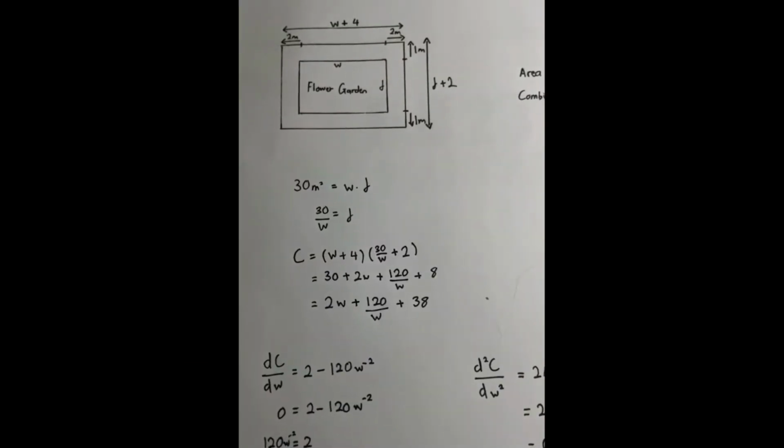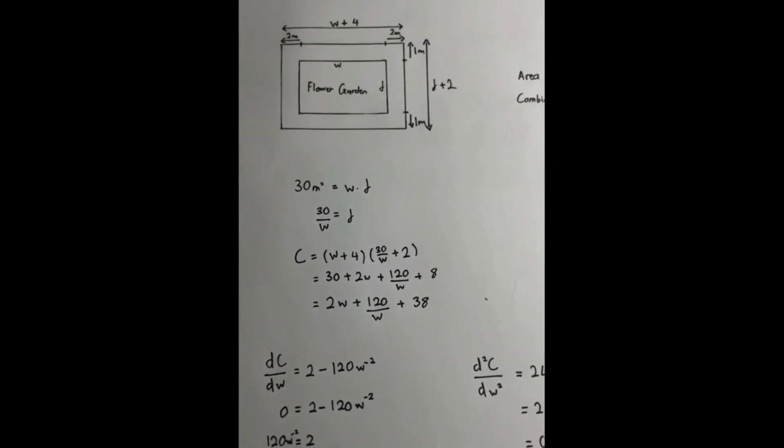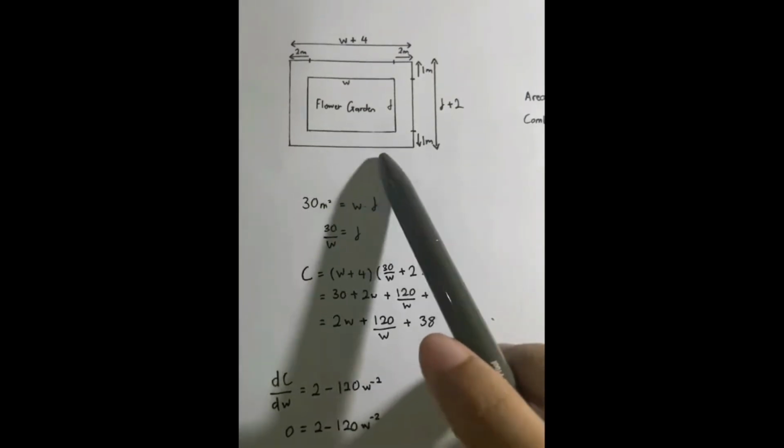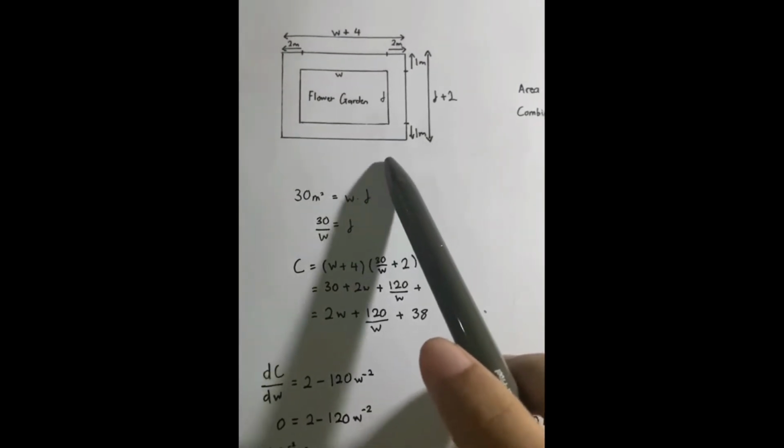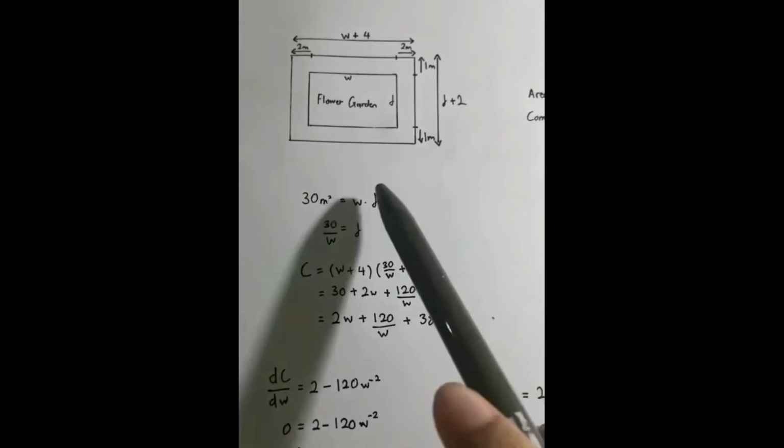Question 3. A rectangular flower garden with an area of 30 meter square is surrounded by a grass border 1 meter wide on two sides and 2 meter wide on the other two sides. What dimensions of the garden minimize the combined area of the garden and borders? Okay, this is the answer for question 3. First thing that I do is I draw the diagram and label all the dimensions and information that I get from the question.